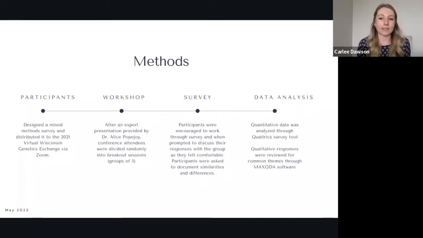The survey was distributed to the participants, and it consisted of 21 multiple choice and open-ended questions created through Qualtrics. Not all questions required a response, and some questions allowed for more than one answer. Participants were encouraged to work through the survey and, when prompted, to discuss their responses with the group as they felt comfortable. Quantitative data was analyzed through Qualtrics, and qualitative responses were reviewed for common themes.